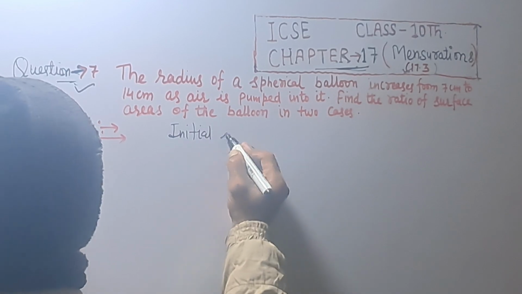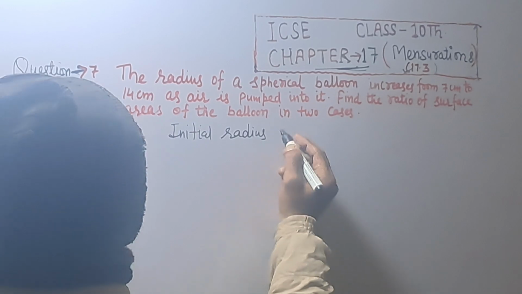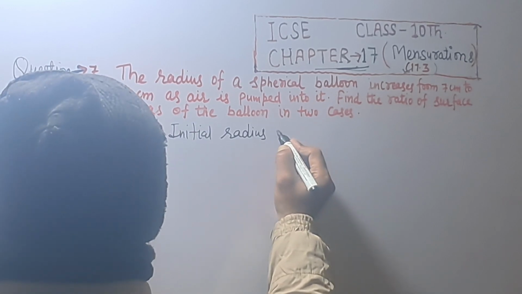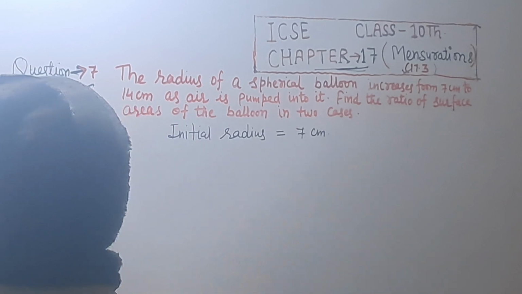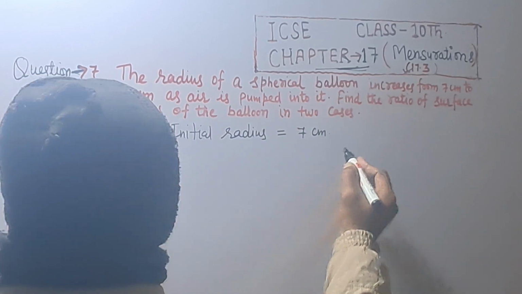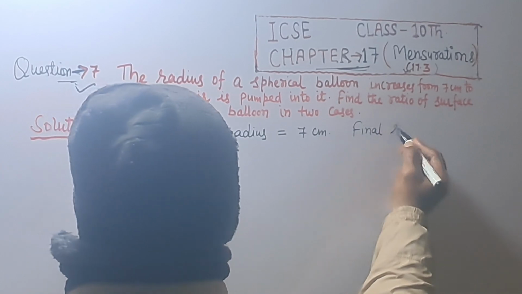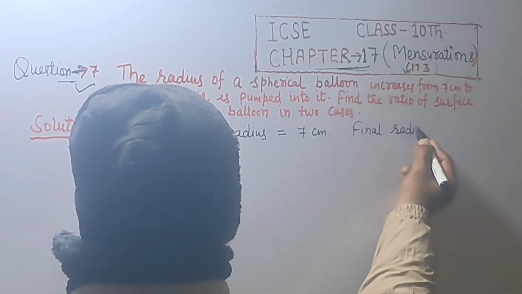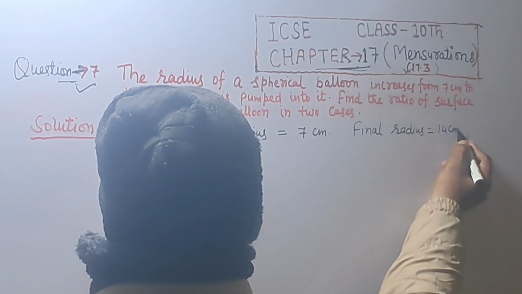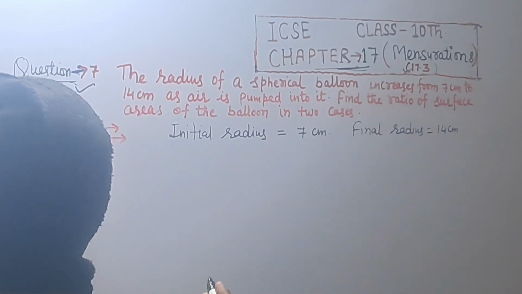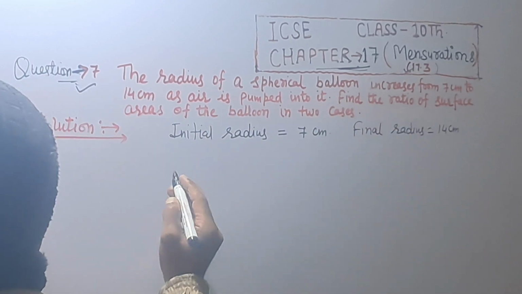Initial radius is equal to 7 cm. Final radius is equal to 14 cm. Find the ratio of surface areas.